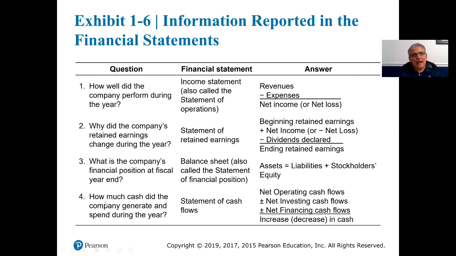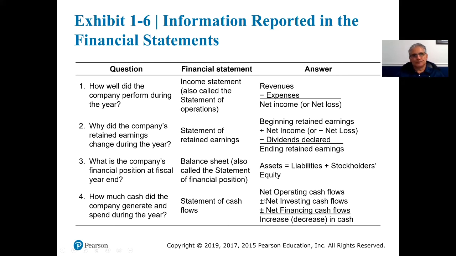And then the fourth question that may be asked is, how much cash did the company generate and spend during the year? That question can be answered through the review of the statement of cash flows. The statement of cash flows is broken down into 3 categories: cash flows from operating activities, cash flows from investing activities, and cash flows from financing activities. Once we sum up the 3 of these, whether they're positive or negative, the net of all 3 of those will tell us whether or not cash increased or decreased during a period of time.